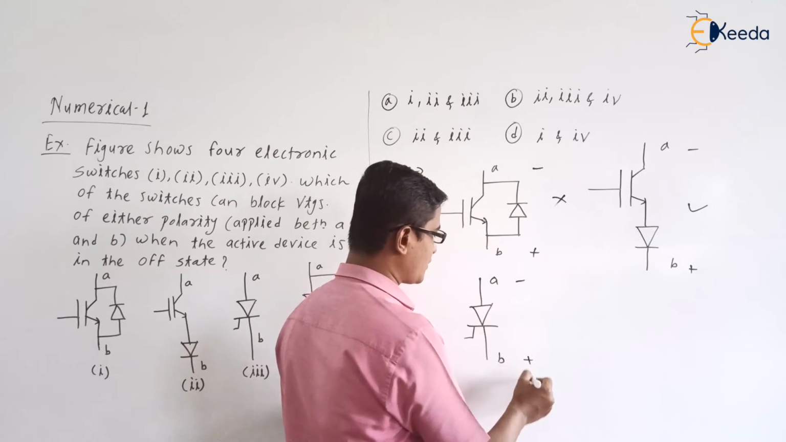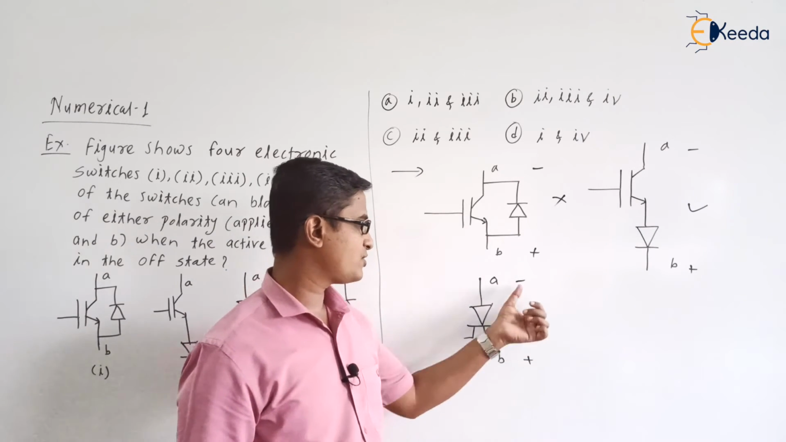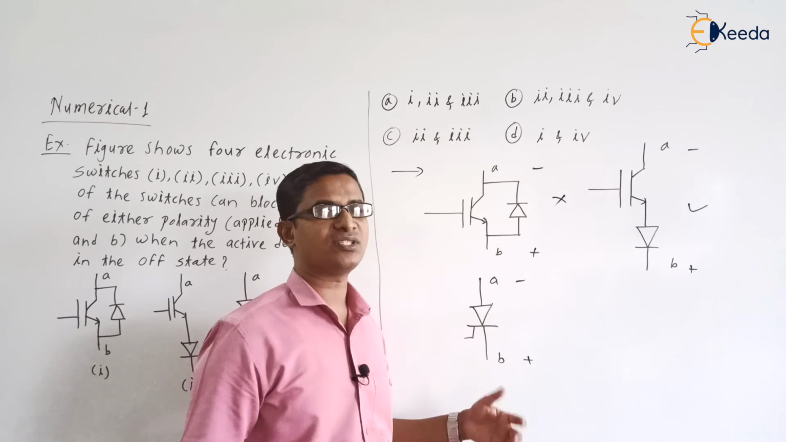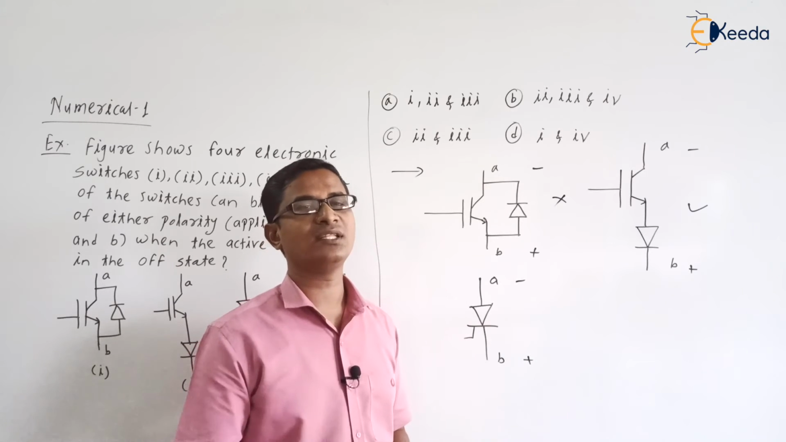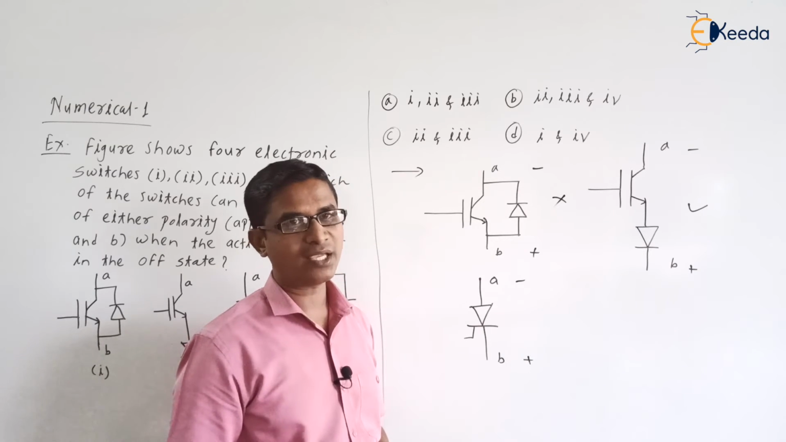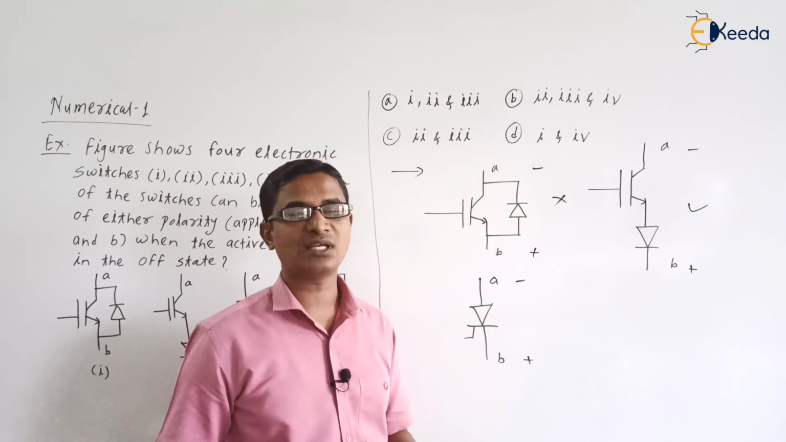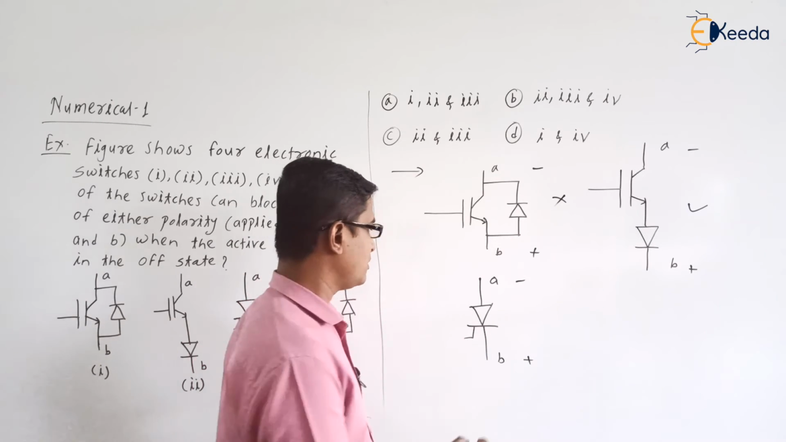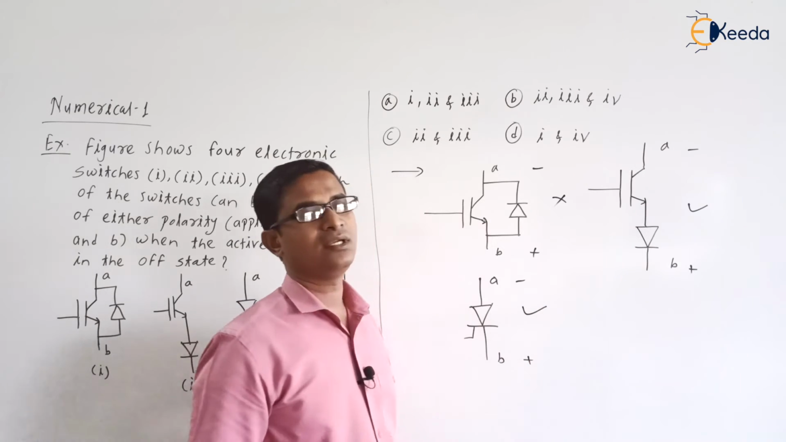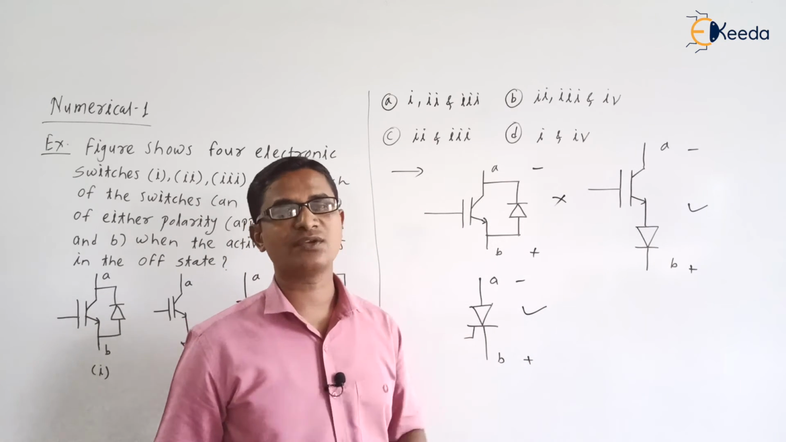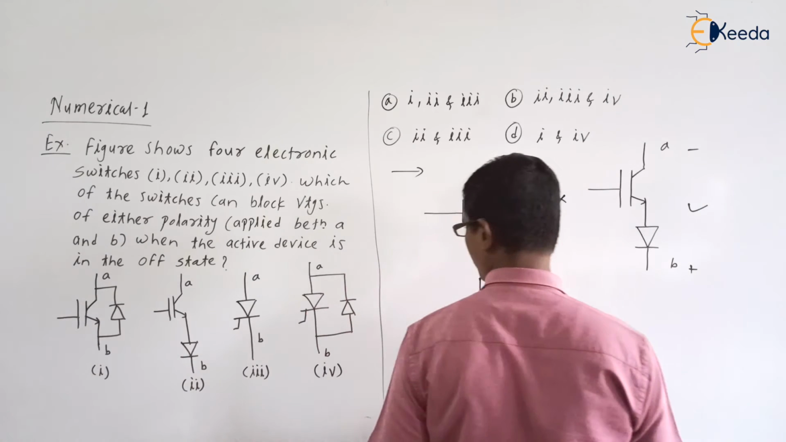Let us check for the reverse voltage. So when this voltage will appear across the SCR, SCR will operate in the reverse blocking mode only. So whether the SCR can block this voltage? Yes, SCR blocks the reverse voltage. So this switch, that is the third switch, can block the forward as well as reverse voltage. Let us check for the fourth switch.